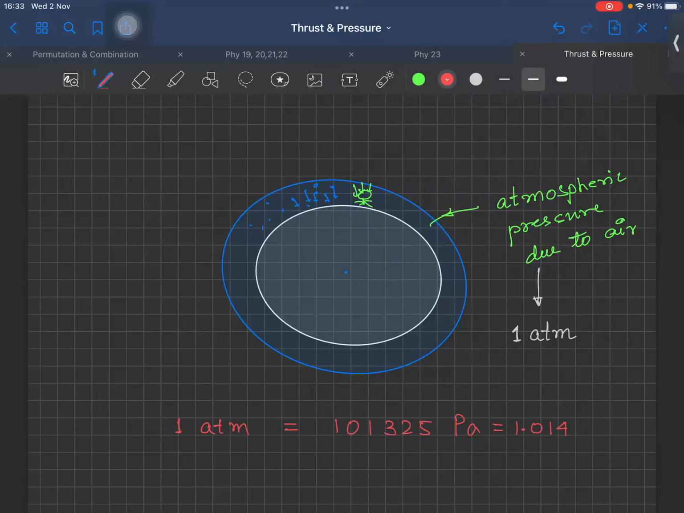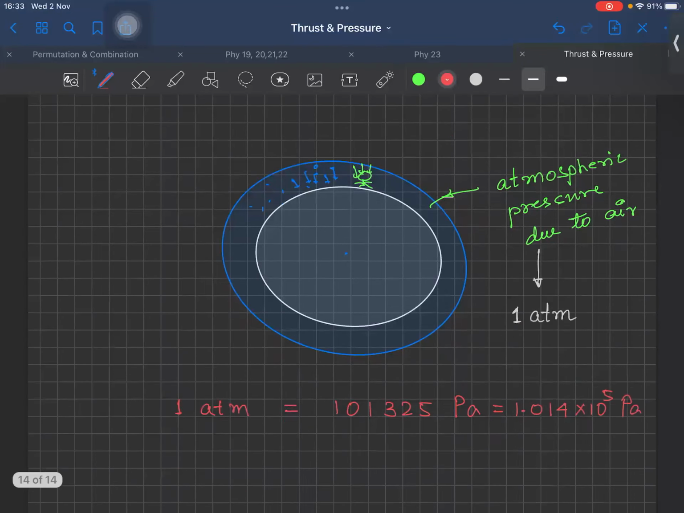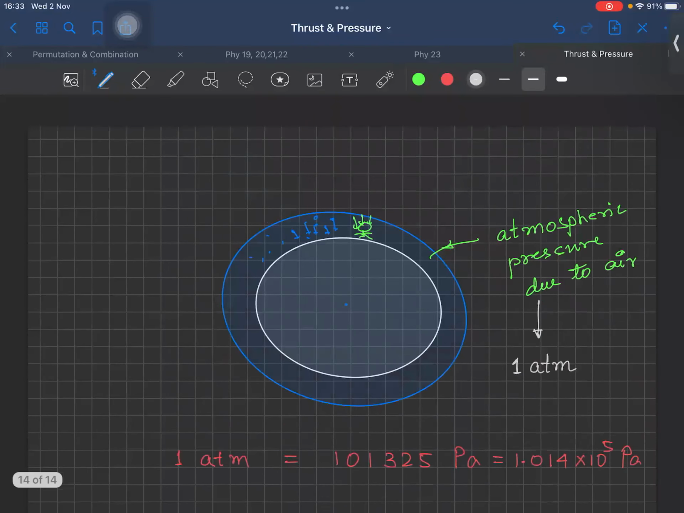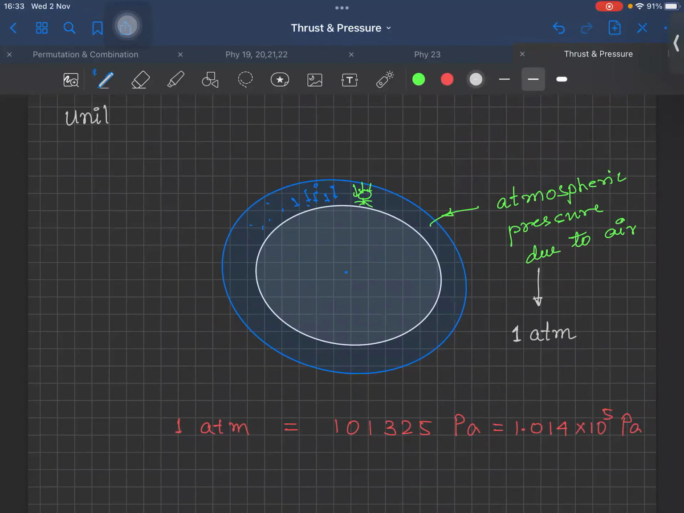Or you can write 1.014 into 10 to the power of 5 Pascal. Okay, this is 1 Pascal. There is another unit of pressure. See, these are units of pressure, so from one unit to another unit, you can convert. So this is atm, or atmosphere.